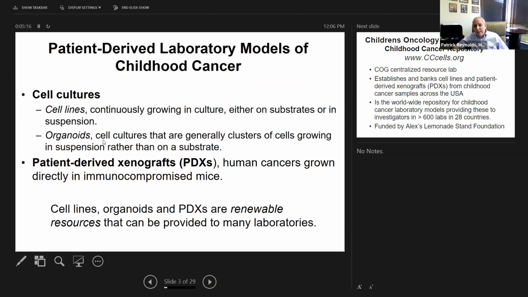And then organoids, the more modern, if you will, version of this, where the cell cultures are generally grown in clusters and they're growing in suspension rather than on a substrate. And there's a lot of thought that these may be better than cell lines. The data has yet to actually materialize. And in fact, if you look at the cultures of childhood cancers, they often grow as essentially organoids. So there's a continuum across here.